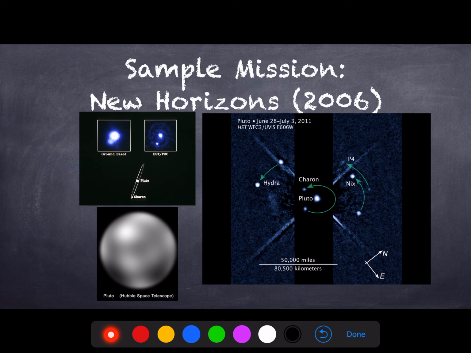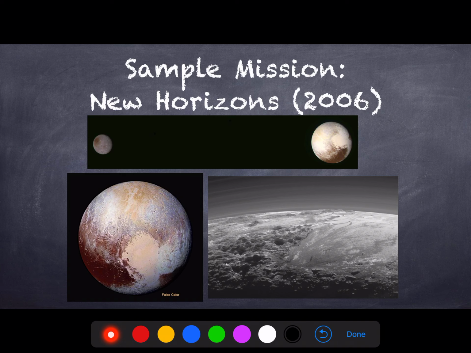When it reached Pluto and its moon Charon, it was able to take some images, learn about the orbit of Charon around Pluto, and also take some high resolution images of Pluto and its moon Charon and send those back to Earth.